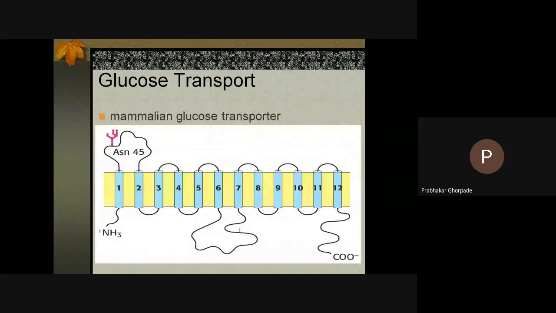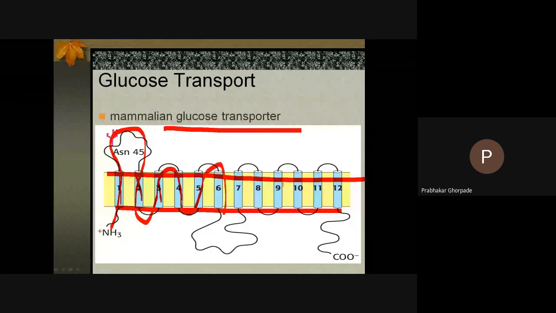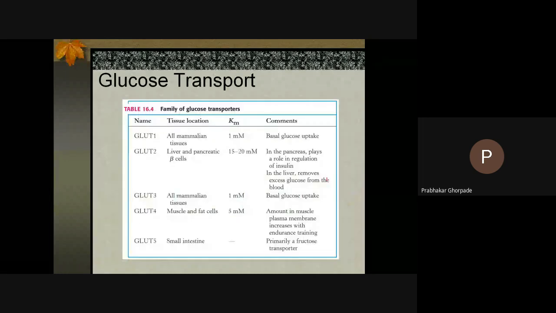In the next slide, for example, these are the mammalian glucose transporters. This is the cell membrane, and you can see the protein here. It is an intramembrane protein, and it is membrane spanning, so this protein is spanning like this. Basically these are the glucose transporters. You can see the amino group is there, and the carboxyl group is there. Glucose transporters can be of different types. GLUT1 we said is a glucose transporter.